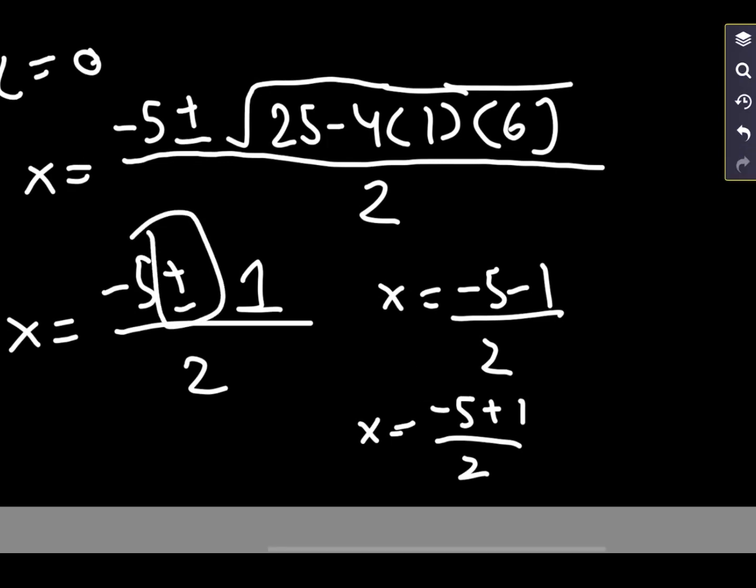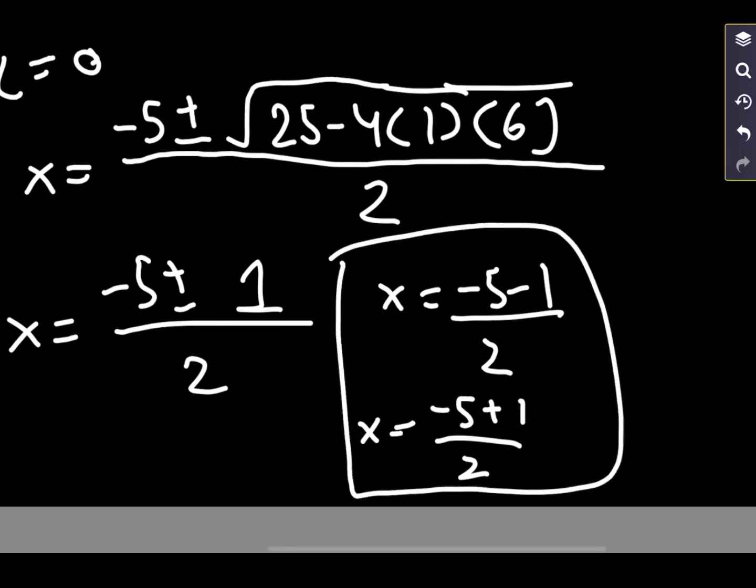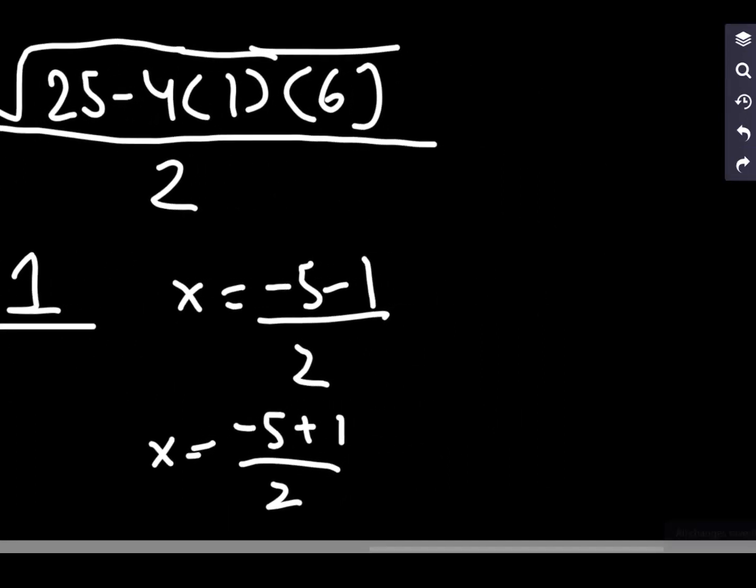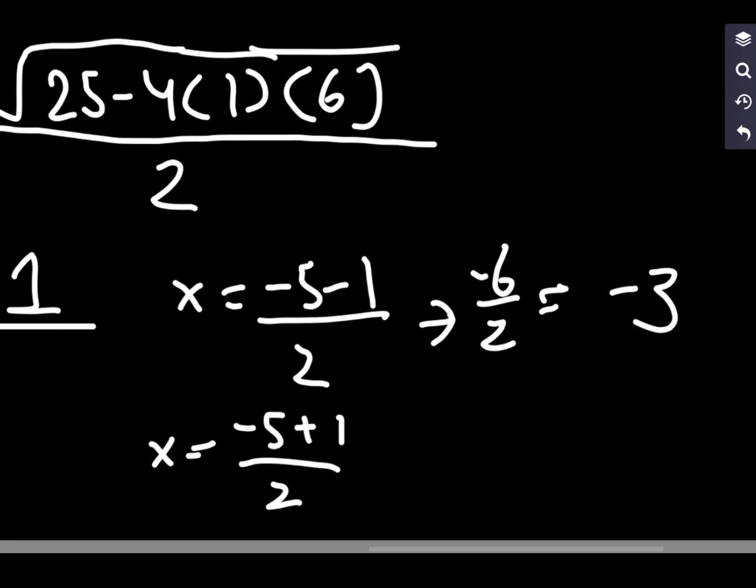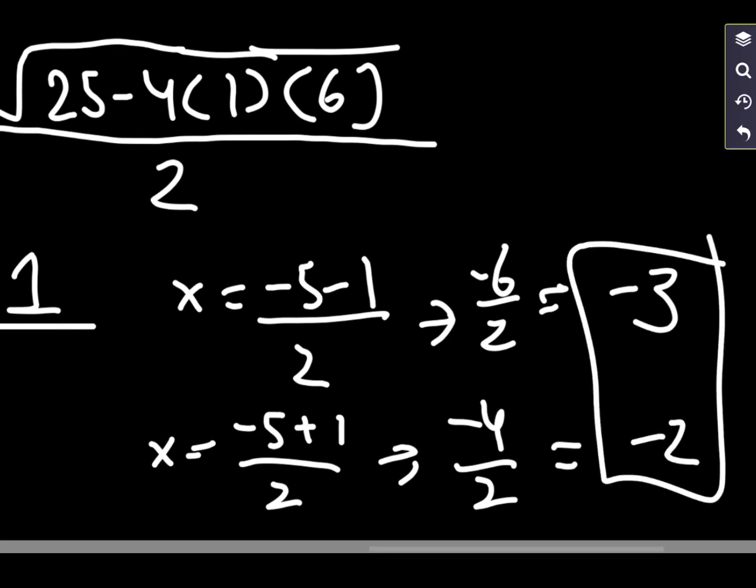So this is just the same thing as writing it out like this. x equals negative 5 minus 1. This is going to be negative 6 divided by 2, which is going to be equal to negative 3. This is going to be negative 4 divided by 2, which is negative 2. And that's going to be our answer.